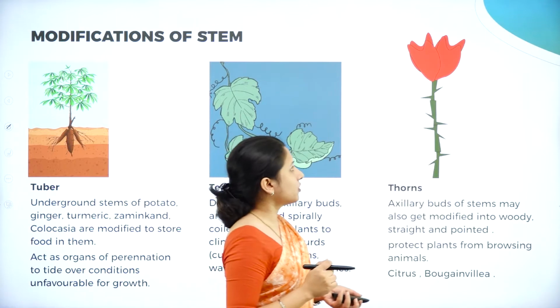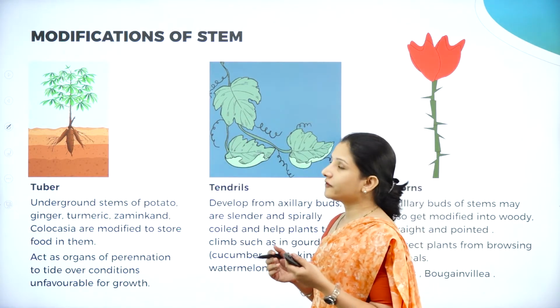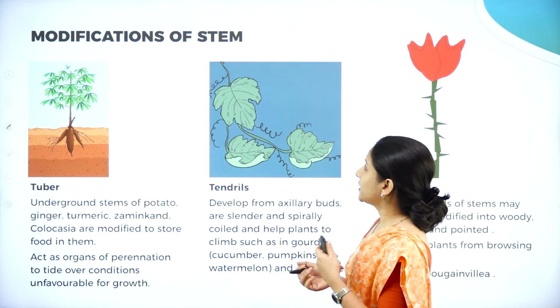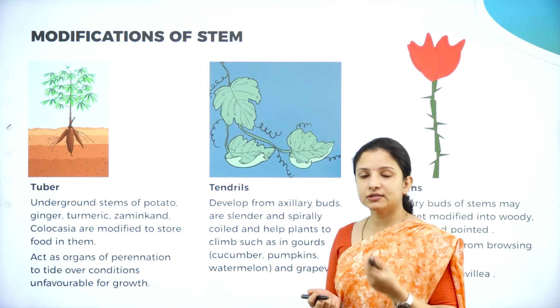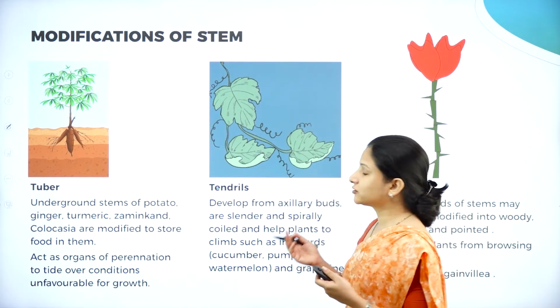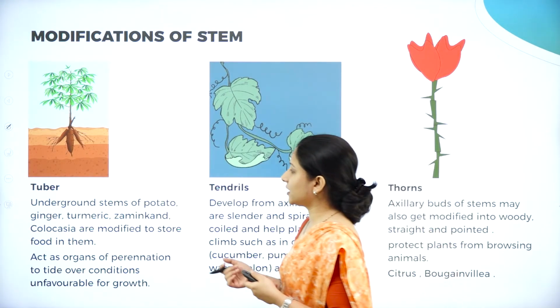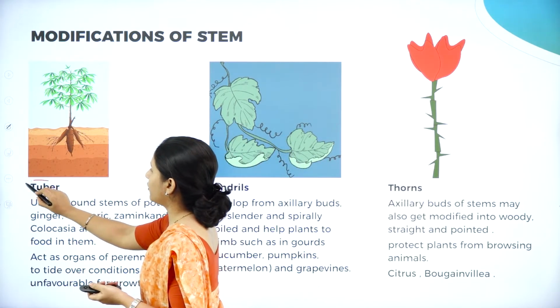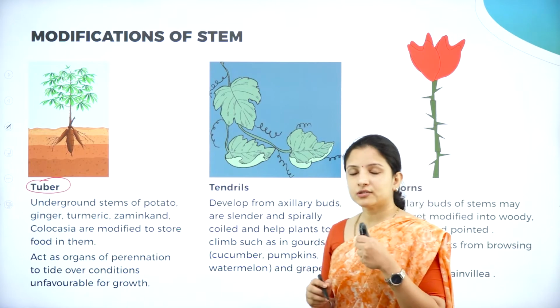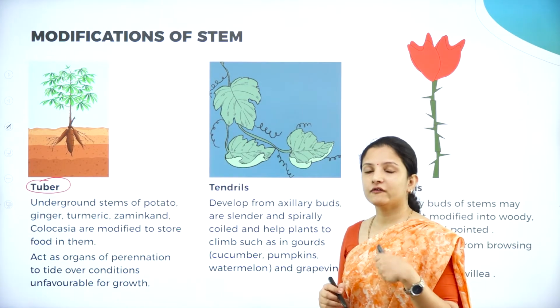Next, moving on to some modifications of the stem. You have studied the modification of the root, so we shall study the modification of the stem. The stem has also been modified into tuber, tendrils, thorns and many more. First we shall study the modification in the stem, that is the tuber. Some part of the stem gets modified into the tuber.